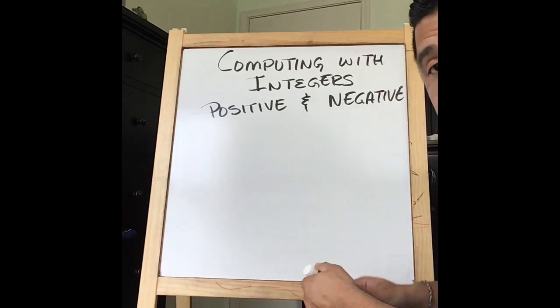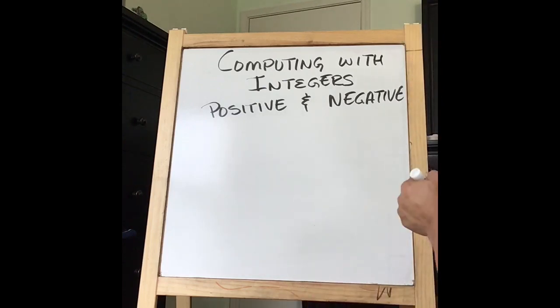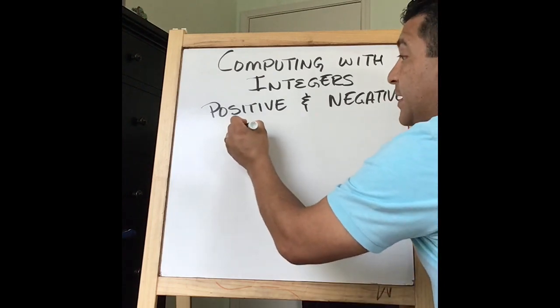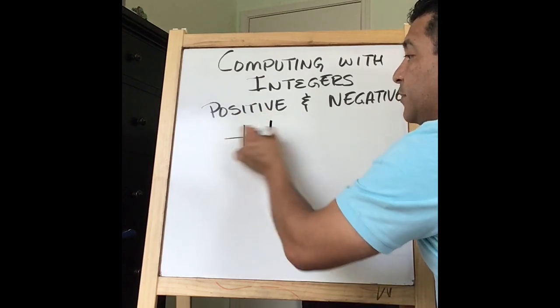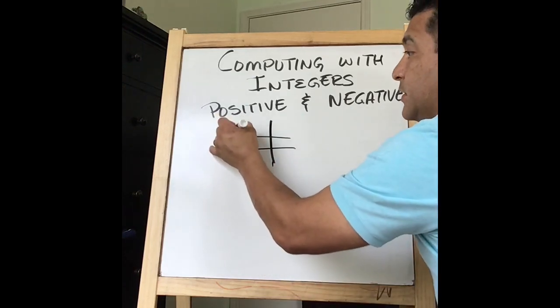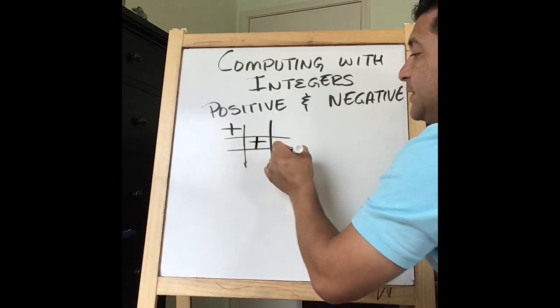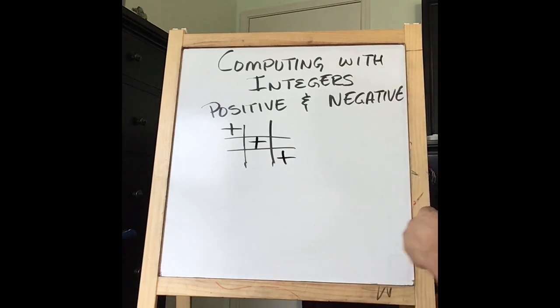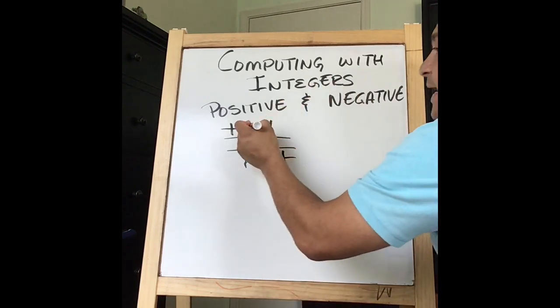Now we're going to do another one that's called the tic-tac-toe method, okay? Why do we call it tic-tac-toe? Because this works for multiplication and division. We're going to draw a tic-tac-toe, and we're going to do the top corner, a positive, a positive, a positive, and the rest will become negatives.